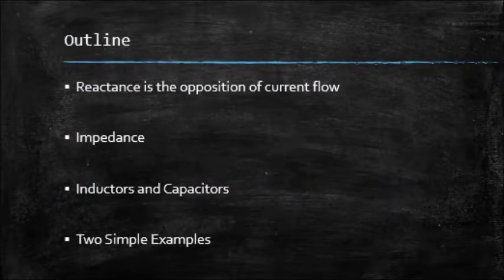So reactance is the opposition of current flow due to inductors and capacitors in an alternating circuit, and impedance is the sum of resistance and reactance of a circuit, represented in rectangular form. The imaginary part of the impedance of a circuit is the reactance. We will investigate how inductors and capacitors work in different ways, and we will look at two simple examples.